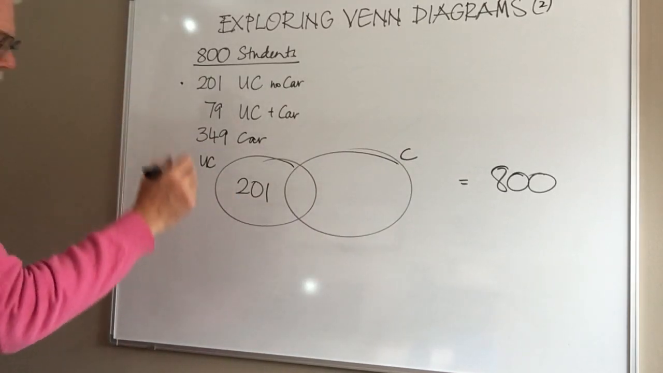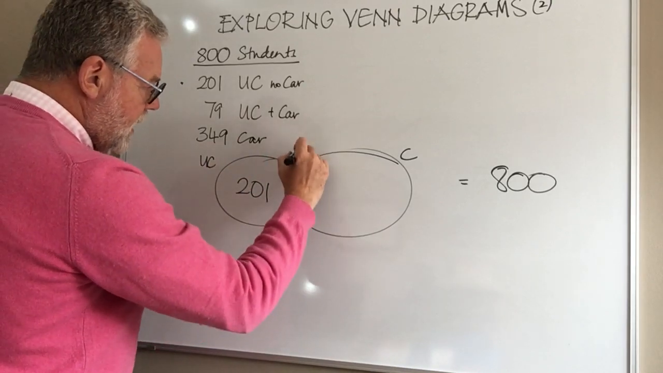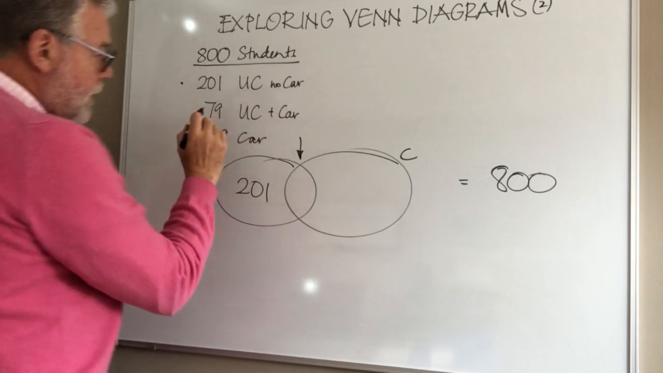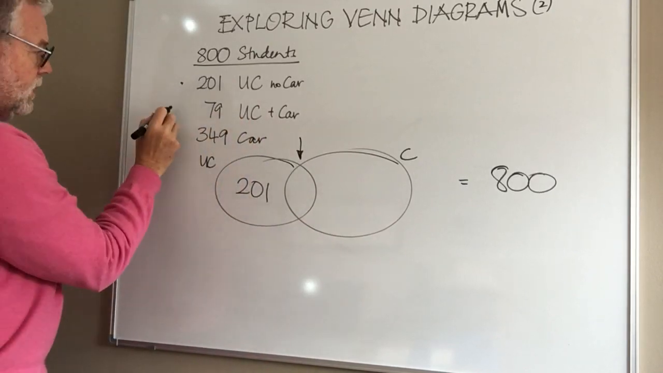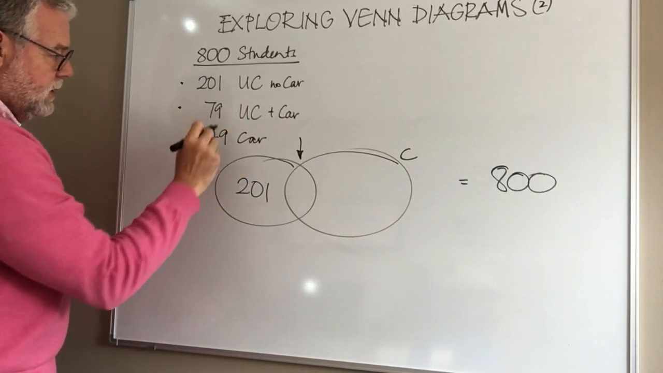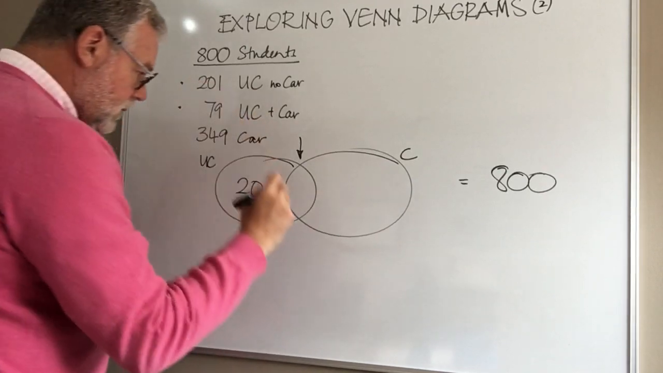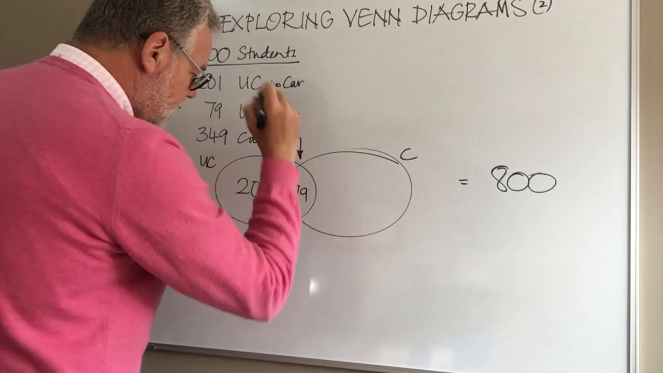Right, now then, remember from a Venn diagram, what goes in there? Well, that's the region where both of these elements apply. So we know that we've got 79 students that own a car and live on the university campus, so we can just slot that in there.